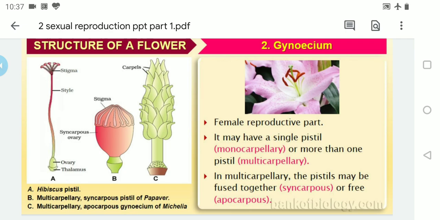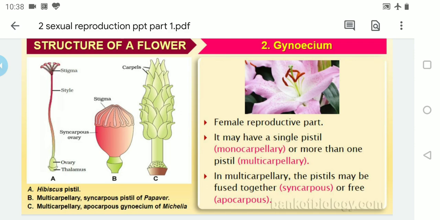In the multicarpellary condition, the pistils may be fused or free. What is the meaning of this terminology? Syncarpous means a gynoecium consisting of fused carpels. Such cases we can identify in lady's finger and Papaver species, which are considered syncarpous. Syncarpous means fused. And there is another terminology, apocarpous: a gynoecium consisting of free carpels. That means they are not fused, they are free.